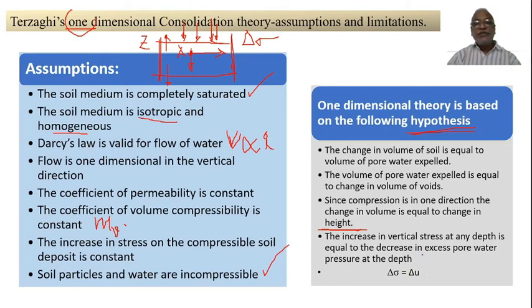Okay, the increase in vertical stress at any depth is equal to the decrease in excess pore water pressure at that depth. Means in the beginning, suppose there is something like 5 Newton per millimeter square that is the stress induced in pore water, right? When that is completely removed or expelled, the water is expelled, that same 5 Newton per millimeter square will be going on to the soil particles. That is what it is. Okay.